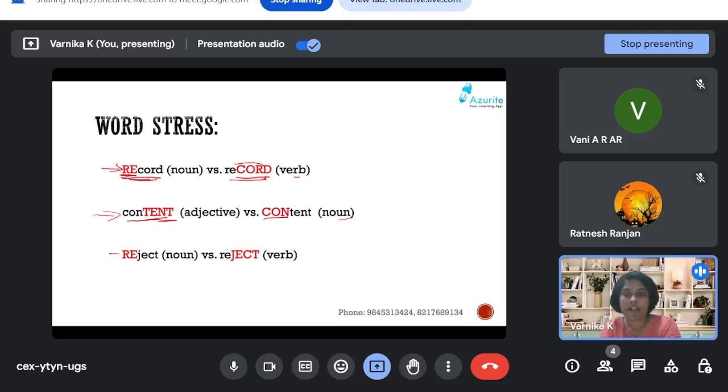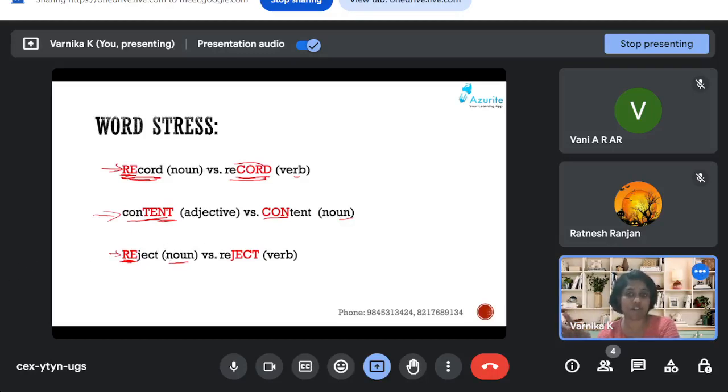Then, last pair, reject and reject. Here I'm stressing on the first letters, so it's a reject. Somebody who is not accepted within a group, right? That person will be a reject. Or if an item or material is not accepted within the batch, that will be a reject. Something that is going for recycling or discarded, that is a reject.